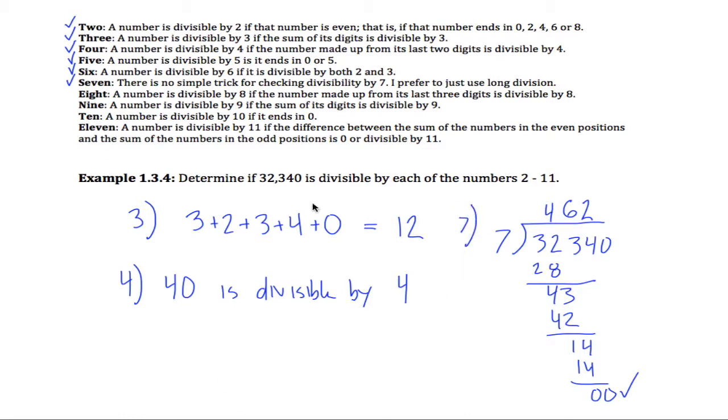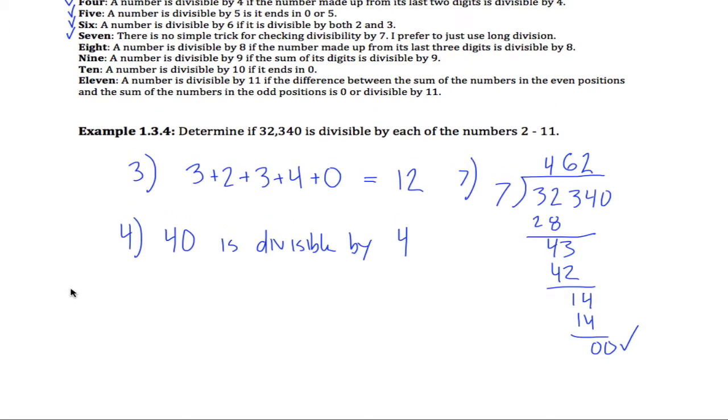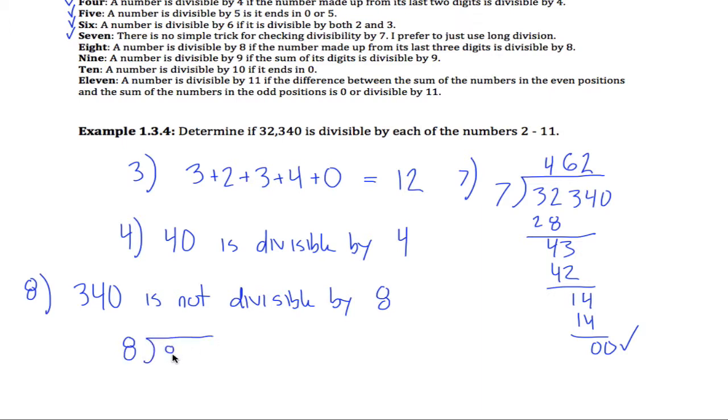8. A number is divisible by 8 if the number made up from its last three digits is divisible by 8. Well, we can check that. The last three digits of 32,340 is 340. And 340 is not divisible by 8. We can check that a few ways. Probably the easiest without a calculator is, again, doing long division.